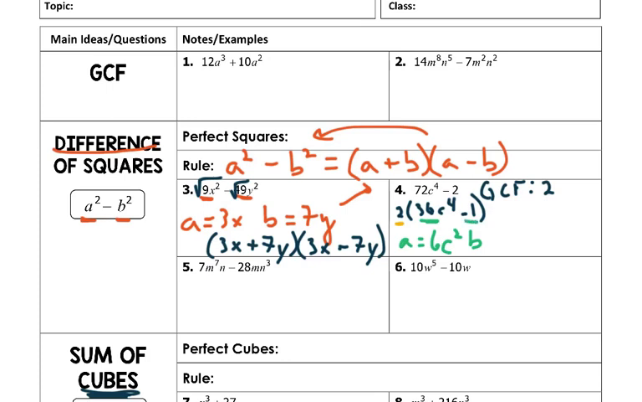And then if we do b, which is our second term here, 1, what is the square root of 1? What number multiplies together twice to get 1? 1 does. 1 times 1 is 1. So now we have a and we have b.